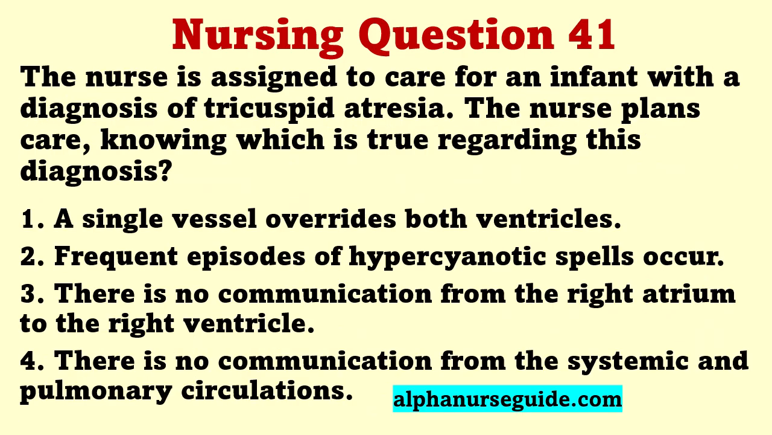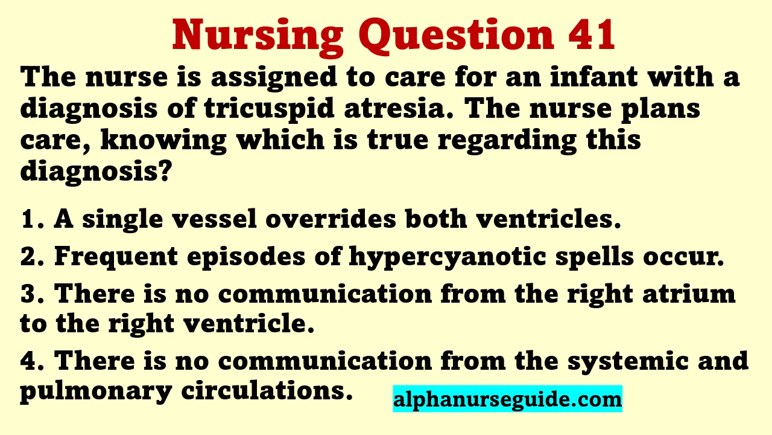The nurse is assigned to care for an infant with a diagnosis of tricuspid atresia. The nurse plans care, knowing which is true regarding this diagnosis. 1. A single vessel overrides both ventricles. 2. Frequent episodes of hypercyanotic spells occur. 3. There is no communication from the right atrium to the right ventricle. 4. There is no communication from the systemic and pulmonary circulations.